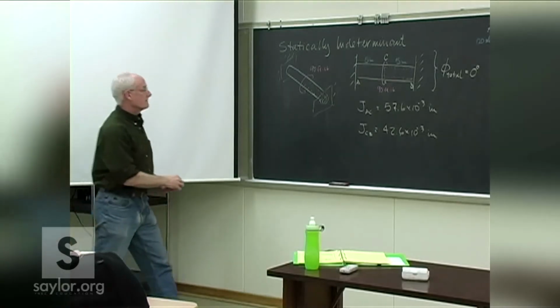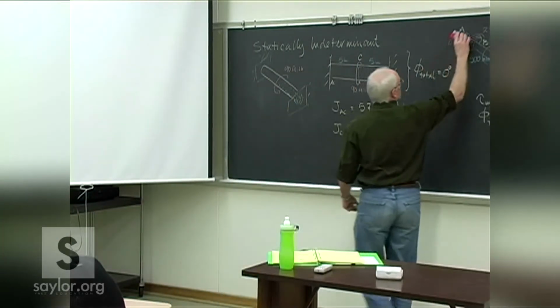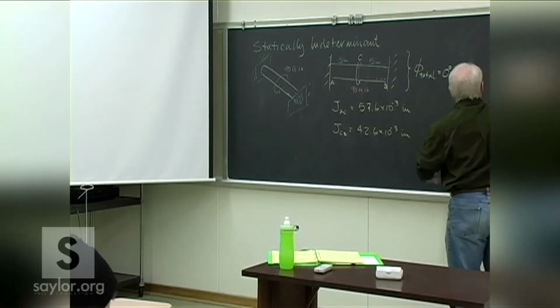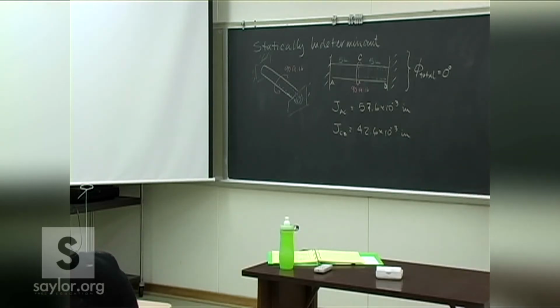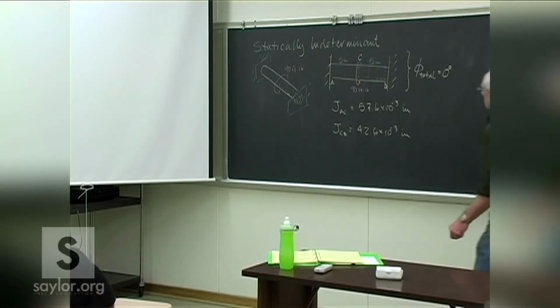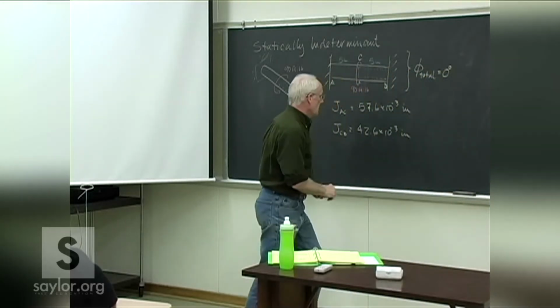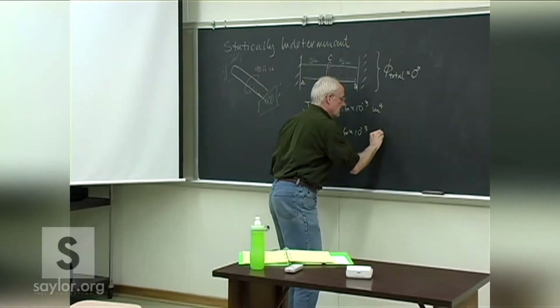Using that, we'll be able then to come up with another equation. Well, in fact, essentially that is the other equation, and we can then solve the problem: find the reactions at the walls. Shouldn't the J values be inches to the fourth? Oh yeah, sorry, inches to the fourth.